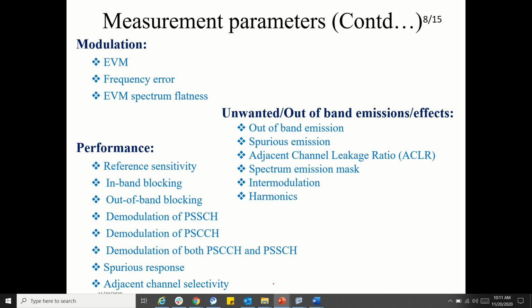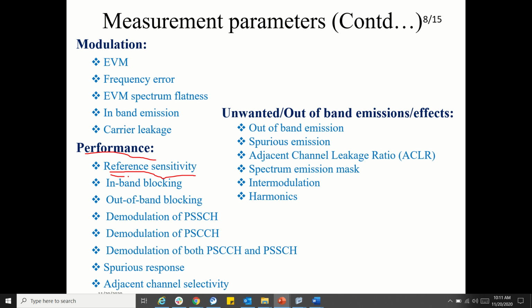Next, from the modulation point of view, we have to measure EVM, frequency error, EVM spectrum flatness, in-band emission, and carrier leakage. From the performance point of view, reference sensitivity, in-band blocking, and out-of-band blocking. This I think we have mentioned.